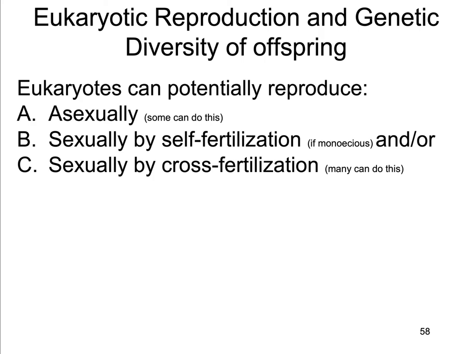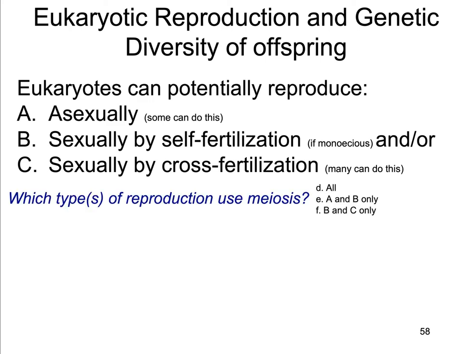Okay, so as a summary, eukaryotes can potentially reproduce asexually. There are some that can do this. They can reproduce sexually by self-fertilization if they're monoecious, or they can reproduce sexually by cross-fertilization. There are many eukaryotic species that can do this as well. And remember, it's only eukaryotic organisms that can reproduce sexually. Prokaryotes cannot reproduce sexually. Okay, so given that, which type of reproduction of these three choices above uses meiosis?